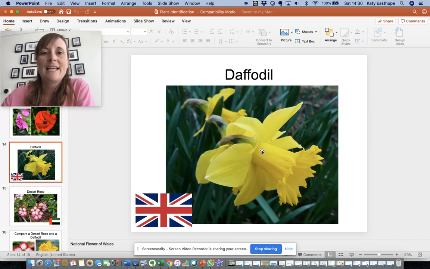Now, this is a springtime flower for the UK. This is a daffodil. Daffodils have got a huge trumpet. Inside is their pollen. And then they have usually about 6 petals around the outside that look a bit like leaves as well, but they are petals. And here are the big shoots, their stems.